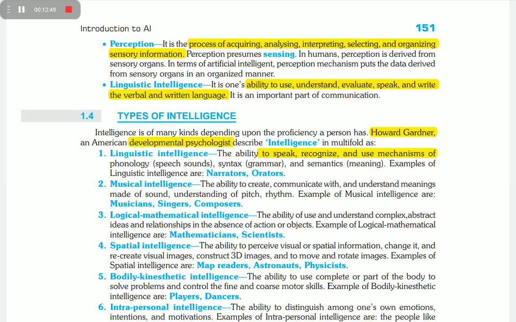So let us go to perception. Perception is the process of acquiring, analyzing, interpreting, selecting and organizing the sensory information. Perception presumes sensing.